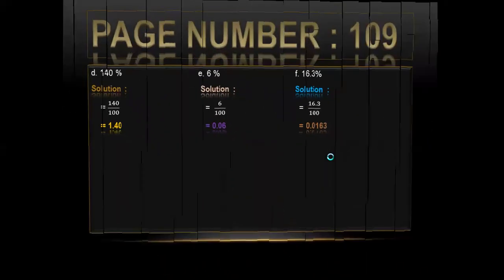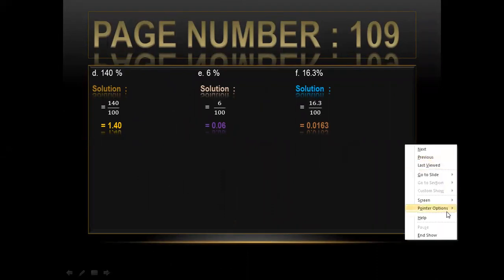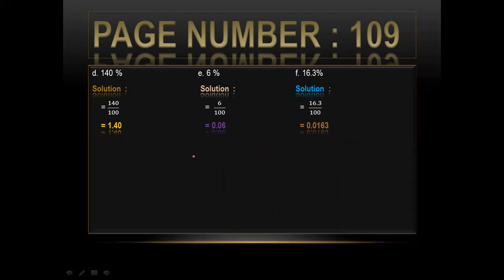Part D is 140%. 140%, 140 over 100, we cancel. We also cancel the 10 with the other, or we can write 1.40. Both will be correct. The next part is 6%, 6 over 100. Because there are two zeros, it means that after the decimal, you must have two digits. To complete this, we add a zero before the 6. 0.06 will be our required answer.